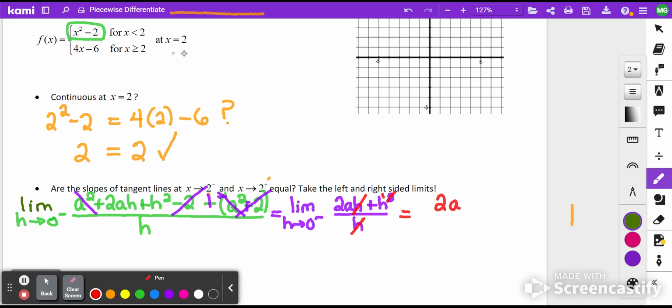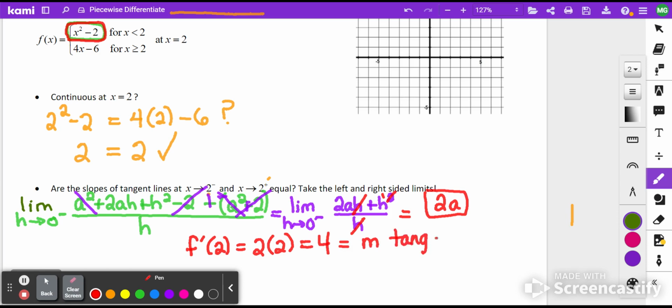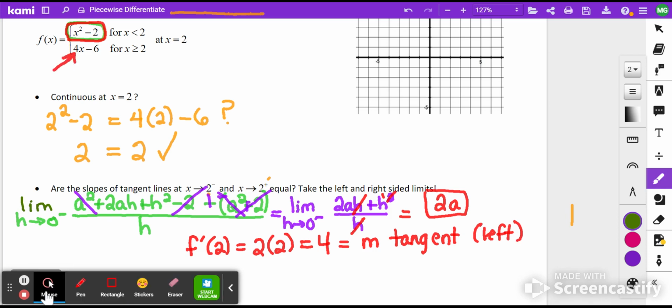Now, we're checking at the point x equals 2. We want to know, are the slopes of the tangent lines equal? So we will take f prime of 2. Basically, we're going to take 2 and substitute it into what we found to be the slope of the tangent line for x squared minus 2. So 2 times 2, which is 4. So that is the slope of the tangent line from the left. Give ourselves some little notes here. Okay, next we're going to do the same thing, but we'll be working from the right.